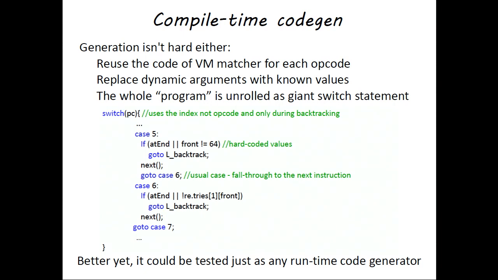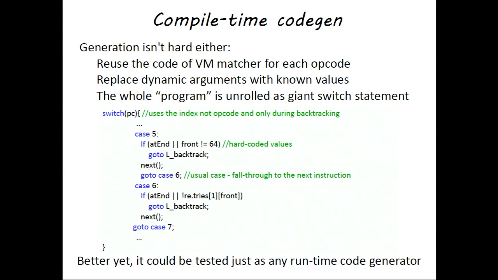And speaking of generating code, generation actually isn't hard at all. So we just walk the bytecode. More than that, we have already done the generation part while writing the virtual machine matcher. So we have this code already, it just sits in different switch cases. So we pick this as a starting point.